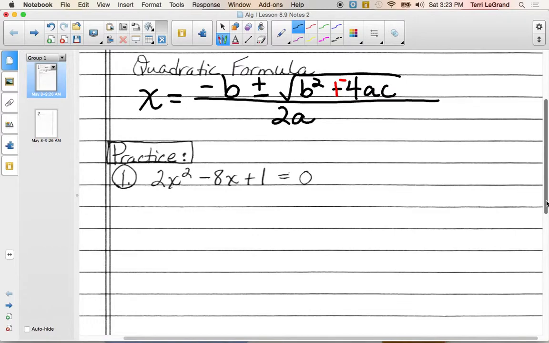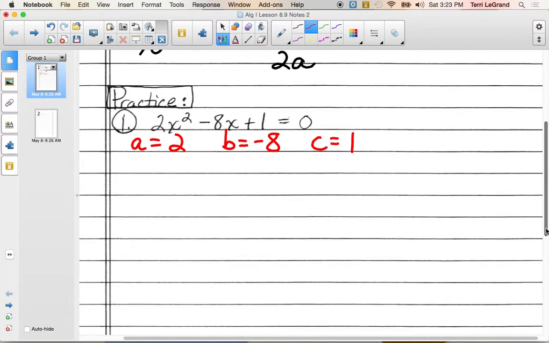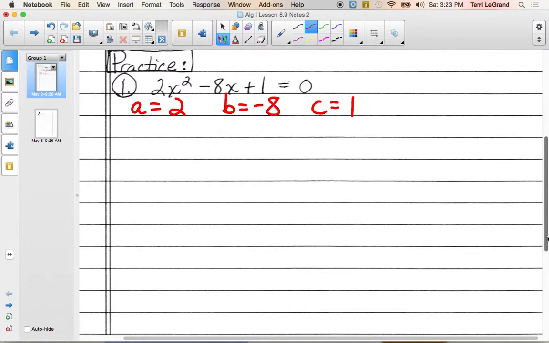Okay, so let's take a look at our first one we have here. It is in standard form, set equal to 0. So we can go right to identifying our a, b, and c. A equals 2, b equals negative 8, c equals 1. And now we will substitute into our quadratic formula, which you still have in front of you on your notes.